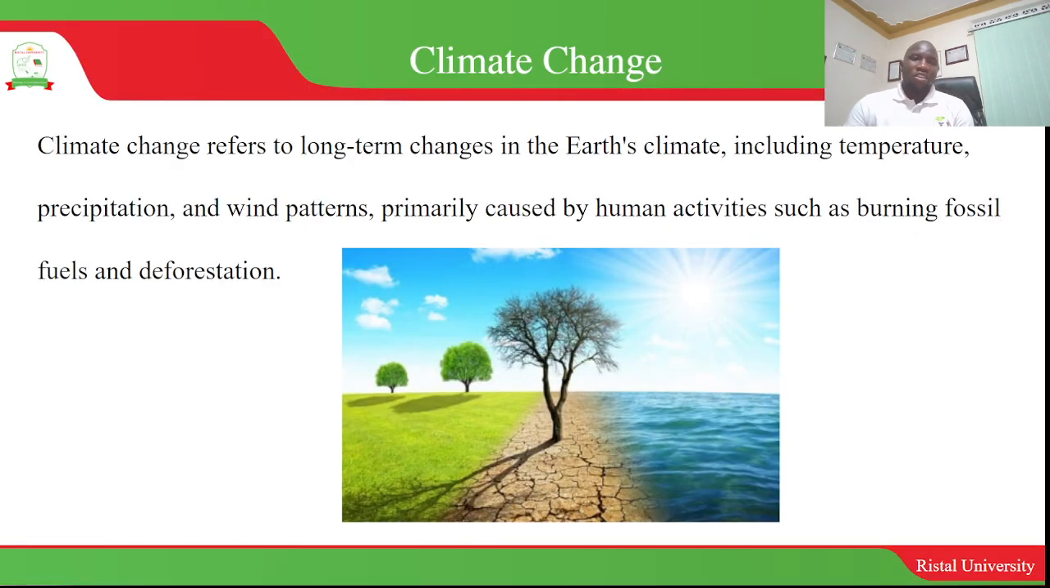So now when we talk about climate change, we are basically referring to long-term changes that occur in the Earth's climate. And these relate to the climatic elements that we talked about: the rise in temperature, the changing patterns and distribution of precipitation, the patterns of winds. All these long-term changes in the Earth's climate are mainly caused by human activities, such as burning fossil fuels and deforestation. Okay, so we shall look at that later on and see how man-made activities contribute to climate change.